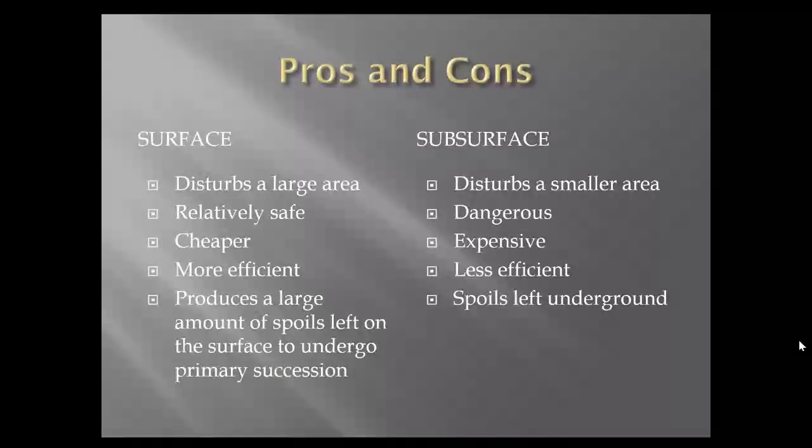But it produces a very large amount of spoils that are left on the surface, and then that land has to recover, which is a very slow process. Now, subsurface mining, it does disturb a smaller area, but it's very dangerous for the workers, right? Better for the communities around it, but dangerous for workers. It's much more expensive as well. And it also doesn't recover as much material, so it's less efficient. The good thing, though, is a lot of those spoils are left underground. So we don't have so much disturbed land and the primary succession that has to occur with it.